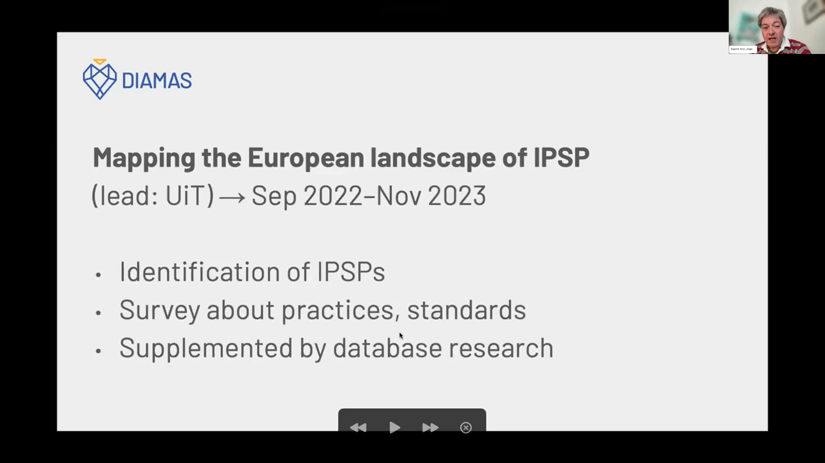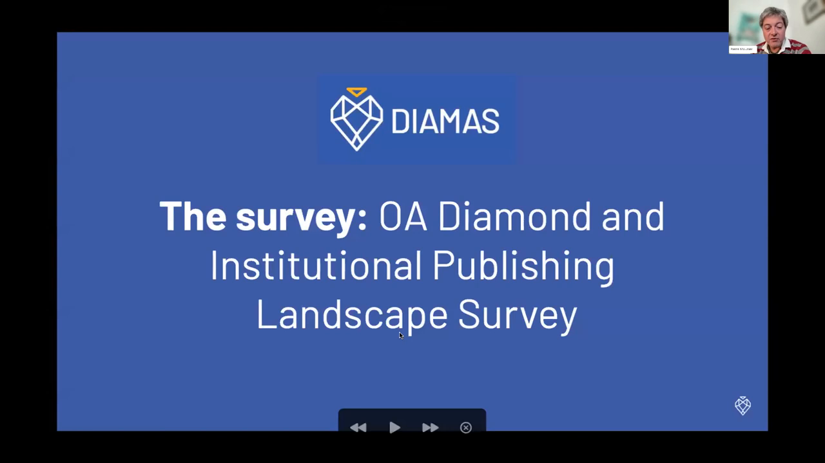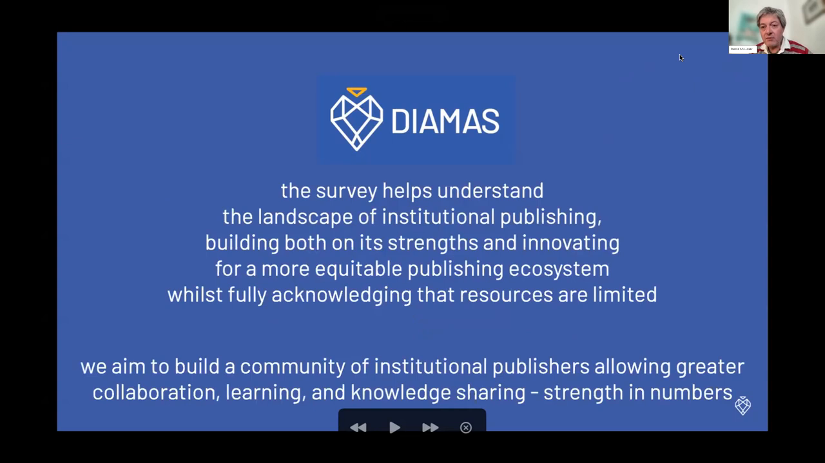So here you will have one of the main results of the work package dedicated to mapping the European landscape. This landscape report that will be presented to you by Jan-Erik and Iva is the result of an extensive survey that we did during the first year of the project to try to map the institutional publishing landscape. Of course, you will have the details about the results of the survey. The idea when we did the survey was to help understand the landscape of institutional publishing, to build both on its strength and innovation capacity for a more equitable publishing ecosystem, but also acknowledging that resources in this sector are quite limited, and then to see how we can improve the situation.